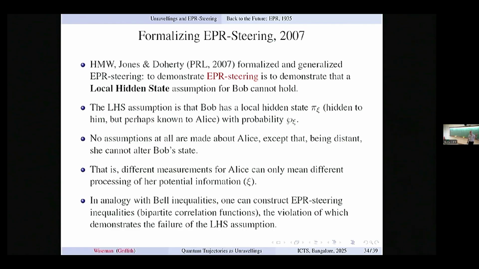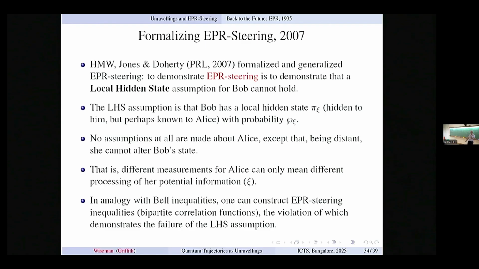So EPR steering is strictly weaker than Bell non-locality. If you do a Bell experiment, you are necessarily already doing an EPR steering experiment, but not vice versa. Generally it's easier to derive EPR steering inequalities than Bell inequalities, so probably for that reason you find EPR steering inequalities for continuous variable systems, whereas you don't tend to find them for Bell. There are fewer for Bell because it's just harder to derive.